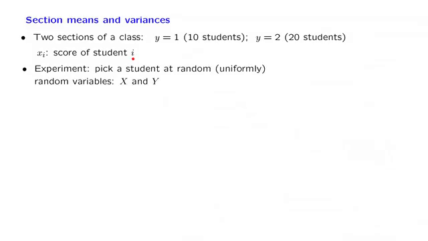We consider the following probabilistic experiment. We pick a student at random, uniformly, so that each student is equally likely to be picked, and we define two random variables. X is a numerical random variable that gives us the score of the selected student. So if student i is selected, the value of the random variable capital X is xi. And capital Y is defined as the random variable which is the section of the selected student, so that Y takes values 1 or 2.